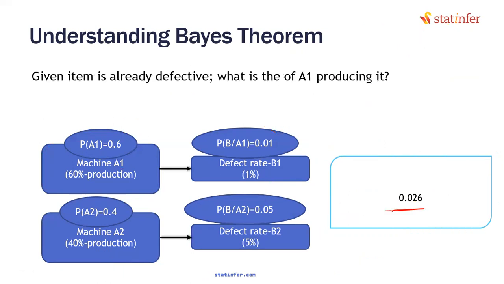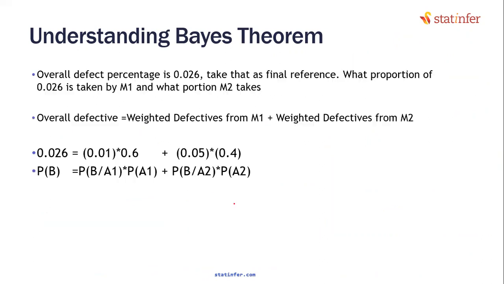So the overall defect rate is 2.6%, isn't it? In that overall defect rate, there is an A1 contribution and an A2 contribution. Look at this carefully. A1 contribution is this much, A2 contribution is this much. B given A1, this is A1 defect rate, times A1 production. A2 defect rate, times A2 production. This is the overall defect rate. But right now, we have already told the probability of B.